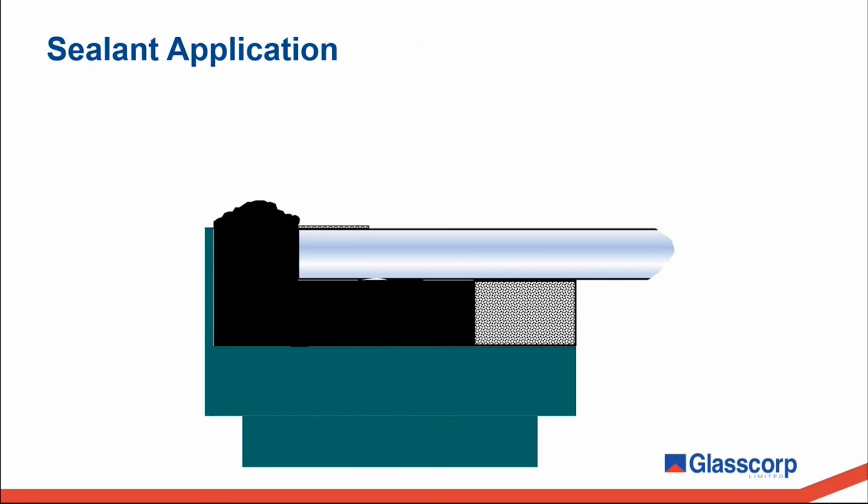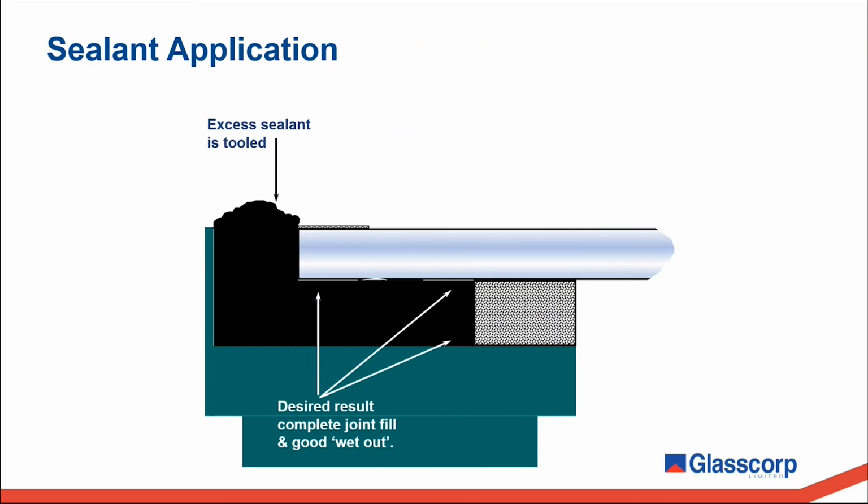To ensure complete joint fill, apply sealant in a continuous operation. Positive pressure should be used, and the sealant should be tooled off. And finally, after the sealant is applied, masking tape can then be removed.